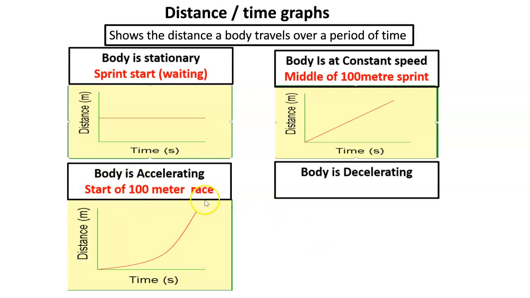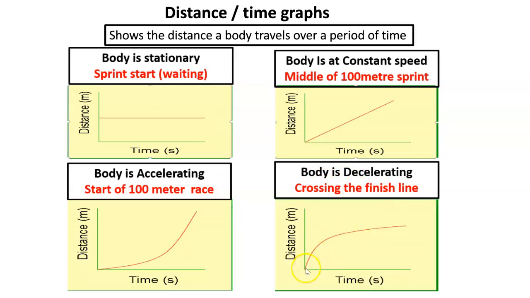The body is decelerating, and they'll be decelerating at the end of a 100-meter race as they've crossed the line. And the curve will be a downward curve. It would start like so. As time goes on, distance will not be increasing as much because we're slowing down. So that's distance time graphs for you.